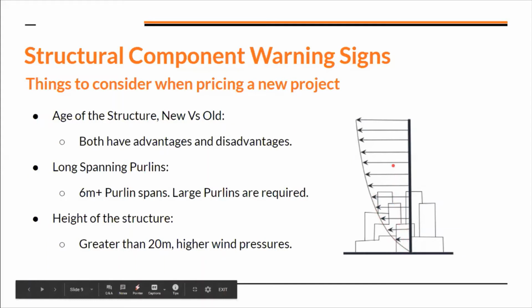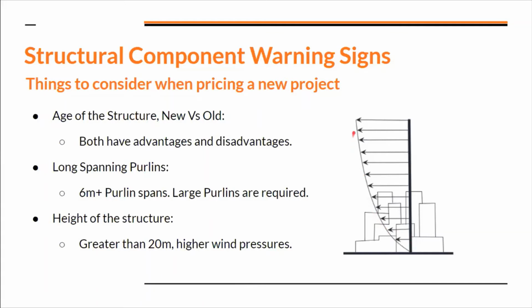This is why a lot of your fixing assessments from the general certificates will allow up to 20 meters, because it has a certain amount of wind pressure up to 20 meters. But after that point, you need a site-specific assessment to actually see what the wind is doing in that specific area.